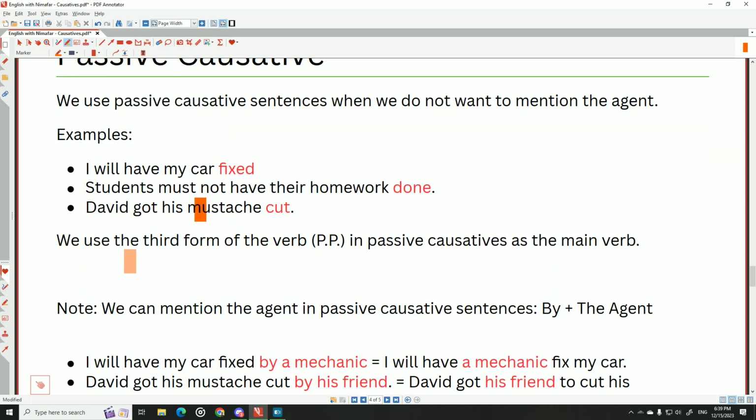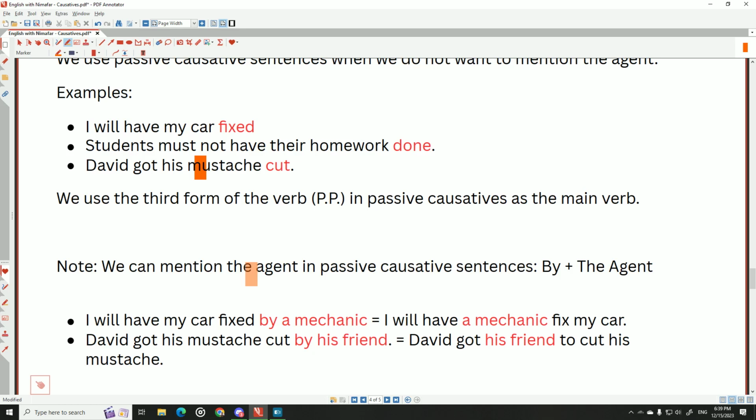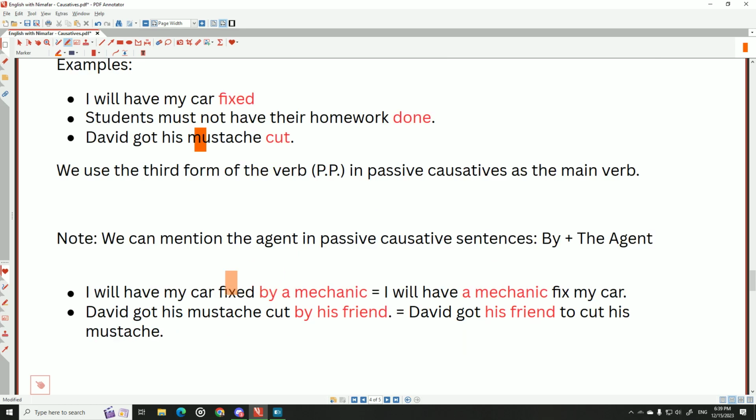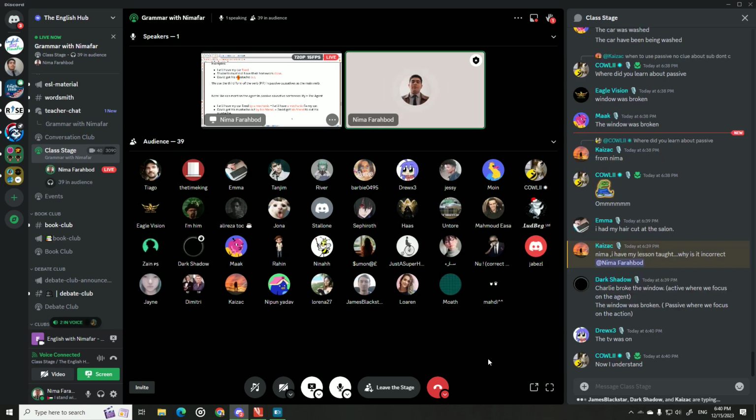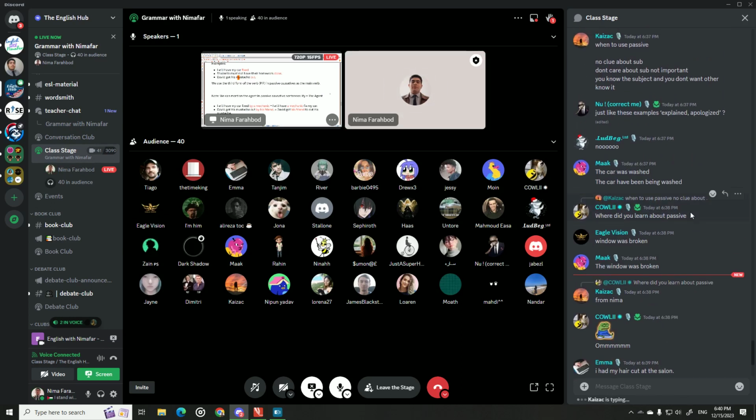So we use the third form of the verb in passive causatives as the main verb. We use the third verb, the past participle. We call it PP in this kind of type. We can mention the agent if you want. That's okay. We say by, just like the passive voice. By someone. The window was broken by a dark shadow, for example.